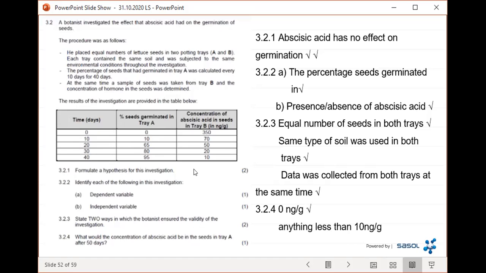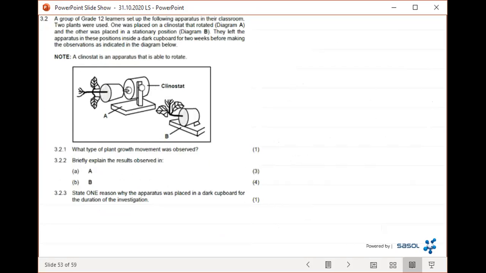Right. Let me move on to the next question, question 3.2. And it reads, a group of grade 12 learners set up the following apparatus in their classroom. Two plants were used. One was placed on a clinostat that rotated, that would be in diagram A, and then the other was placed in a stationary position at diagram B. Okay? They left the apparatus in these positions inside a dark cupboard for 2 weeks before making the observation as indicated in the diagram below. Then it says, note, a clinostat is an apparatus that is able to rotate.